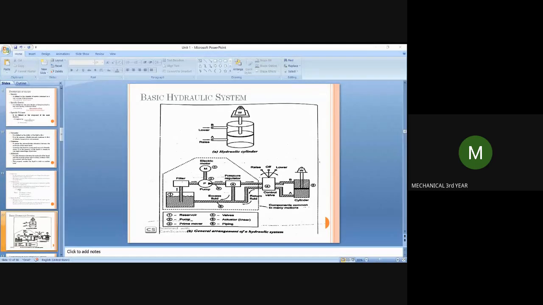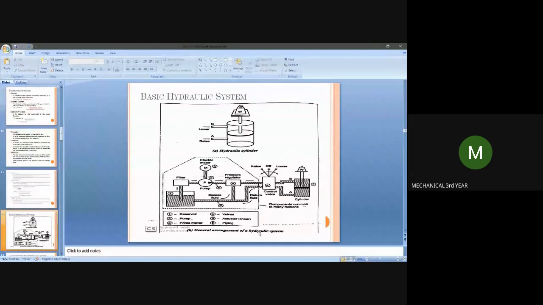The next thing is the filter. As I said, the system is used in a confined environment, so there is no possibility for dust particles or other solid substances to get entrapped in the reservoir. Still, why do we use a filter? The system has some amount of dust particles due to wear and tear. When the used oil returns to the reservoir, it carries some solid material, and that solid material has to be filtered.